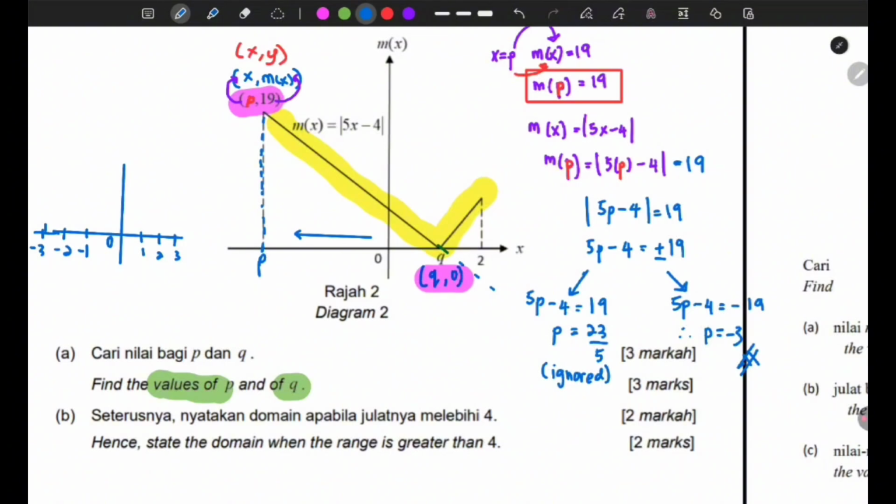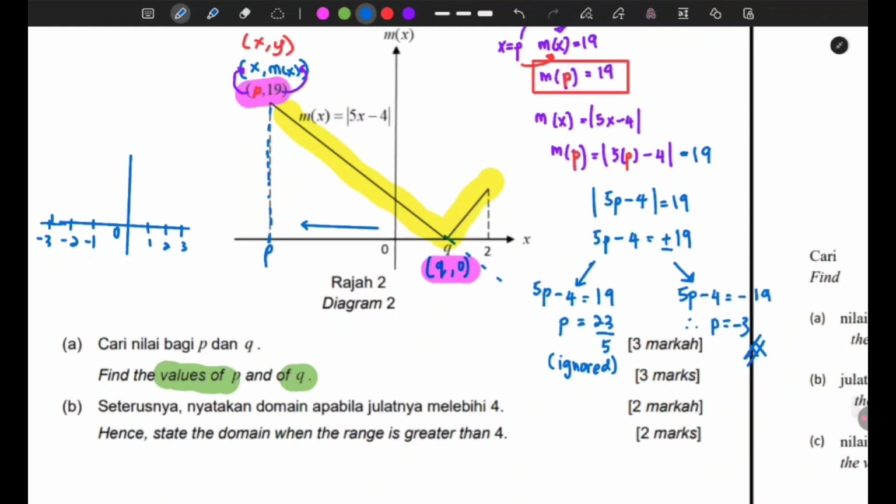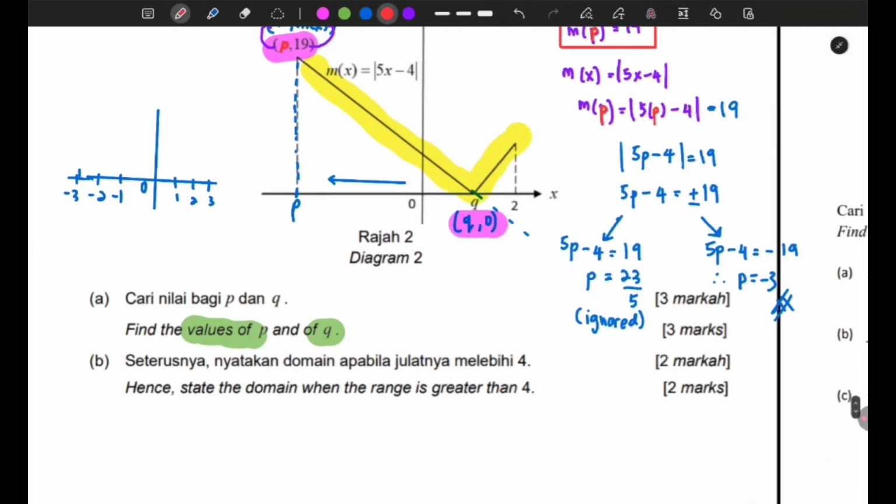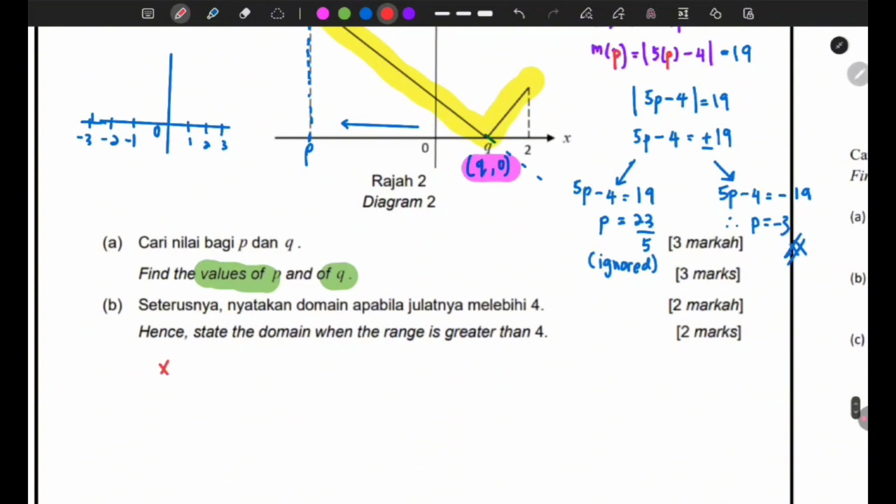You need to find the q also, isn't it? So let's work for q. We have already found the p, settle that. Now q is also a coordinate. So now your x is q, your x value is q, and your y, this is your y, which is your m(x). Your m(x) is 0. So when your x is q, your m(x) is 0.